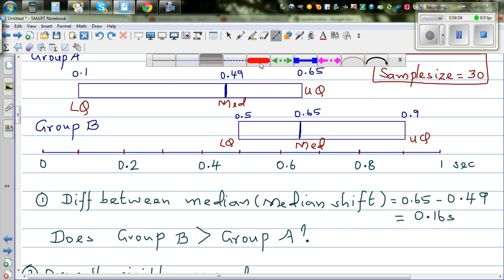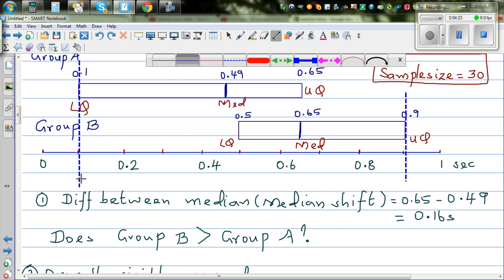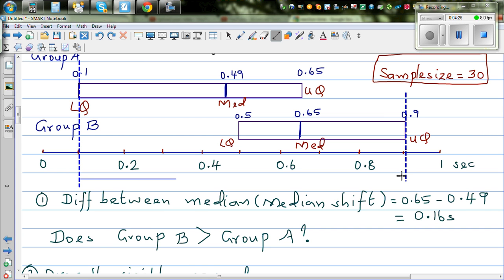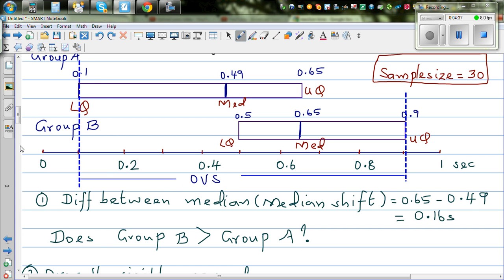Now what does that mean? So let me draw a dotted line here. So this is the higher upper quartile. Group B has got a higher upper quartile than this upper quartile, and this is the lower quartile. So let me draw a dotted line. This distance, or the difference between these two, is called the overall visible spread. I'll name that OVS in short. This is the overall visible spread, the difference between the lower quartile and the upper quartile.